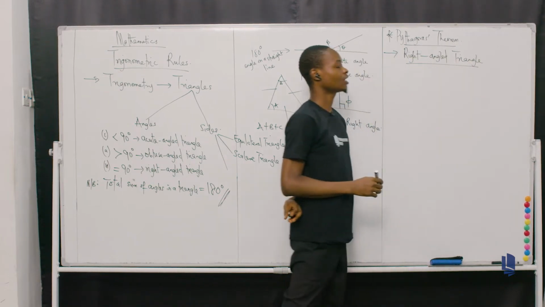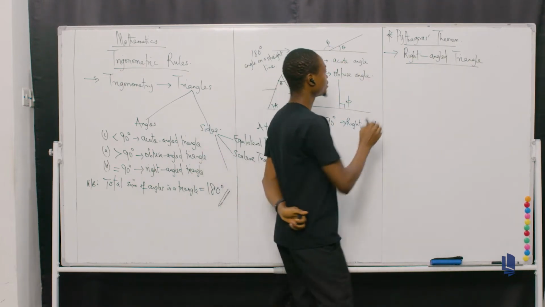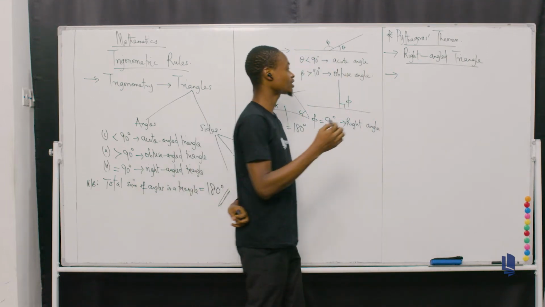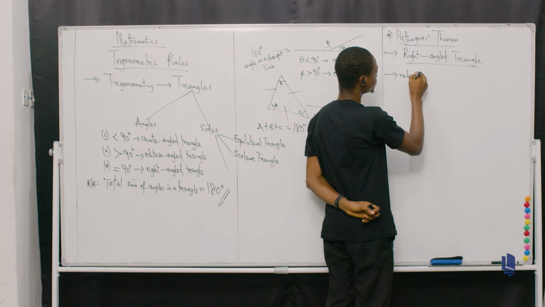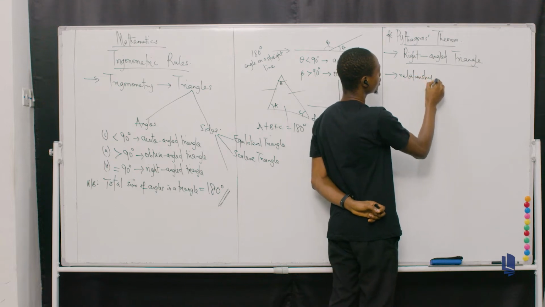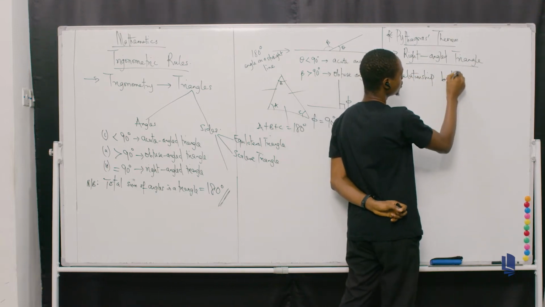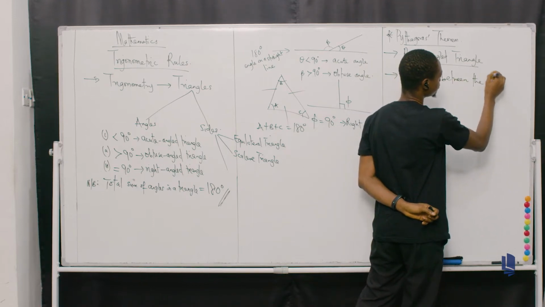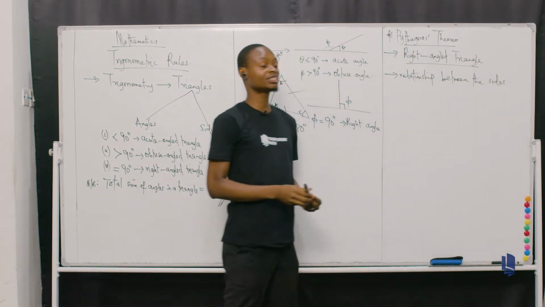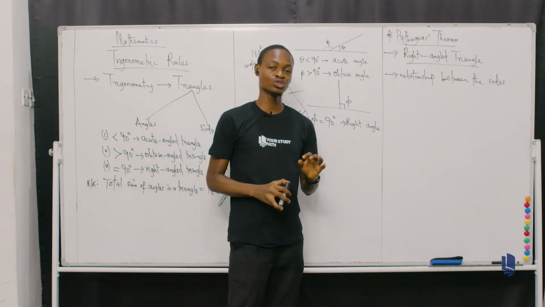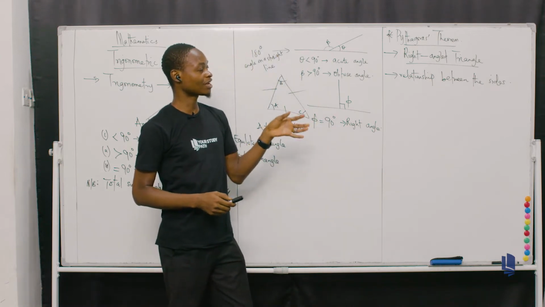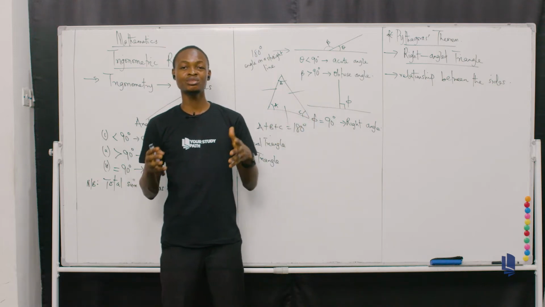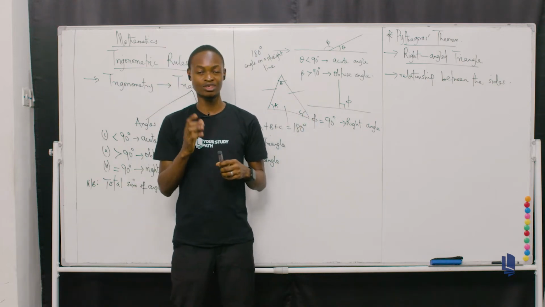First off, the Pythagoras theorem's next condition is that it looks at the relationship between the sides. So it's a right-angled triangle first and foremost, and then what the Pythagoras theorem considers is the relationship that exists between the sides. This is very, very important.